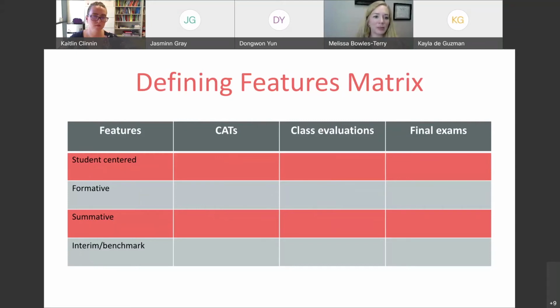And then final exams, depending on how they're designed, they may be student-centered. They are not formative, they are summative because they're end of semester. And they could give students a benchmark in terms of how they're doing compared to other students, but probably not. That's not always a feature of a final exam. So that is my example of a defining features matrix.